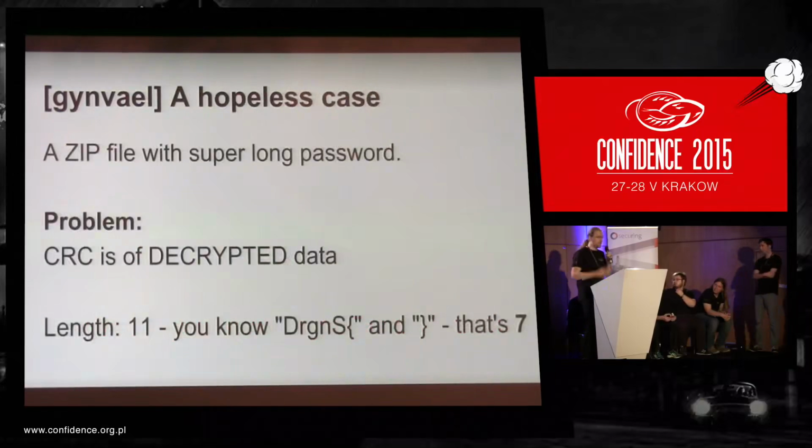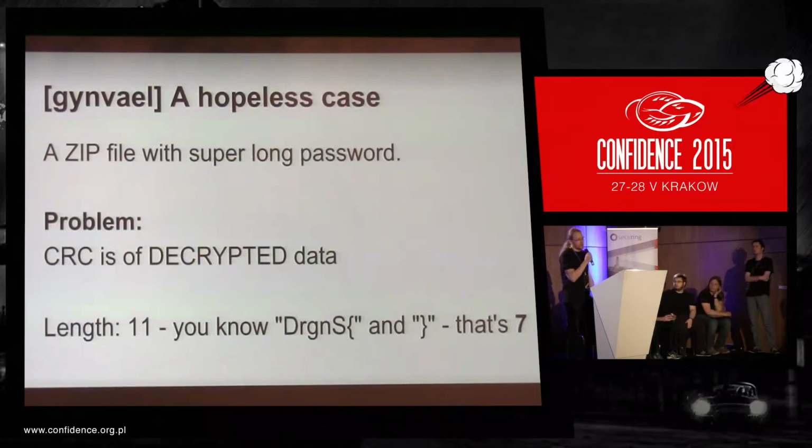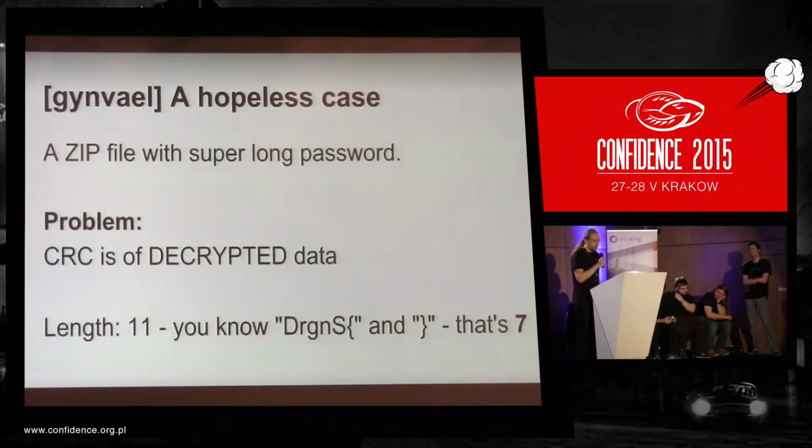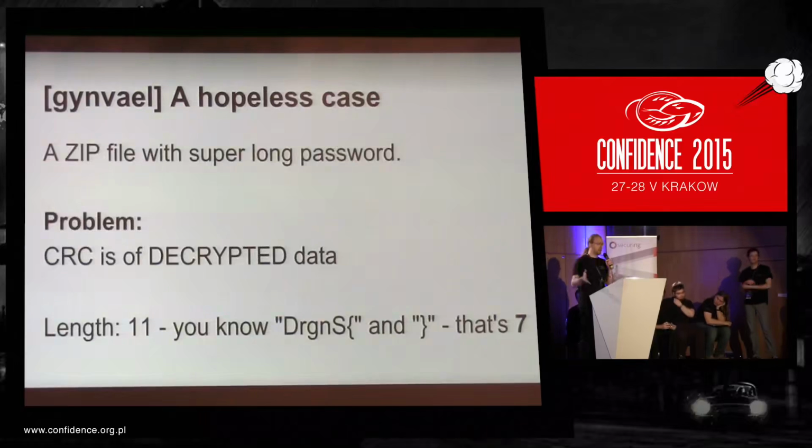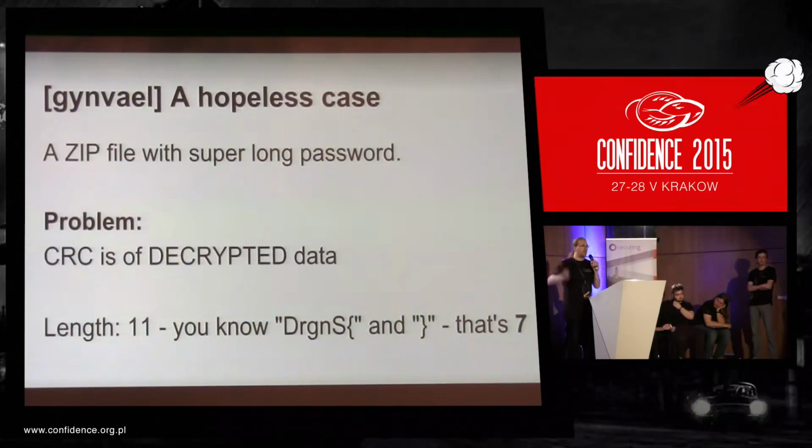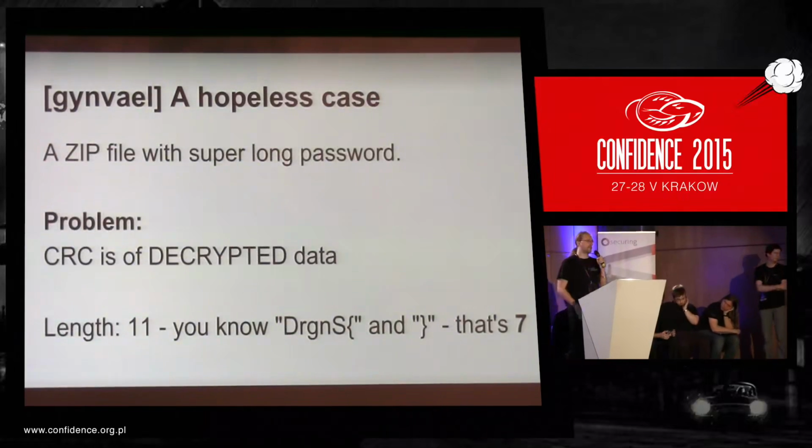Okay, and now for something easier, which was MISC for 100. You got a zip file, and it was said that the zip file contains a super simple password, but it was encrypted with a super long password. Now, you knew that the file length was 11 bytes. You also knew that the beginning and end of the flag was dragons and the curly brackets. So that gives you 7 characters already, and you're only missing 4.